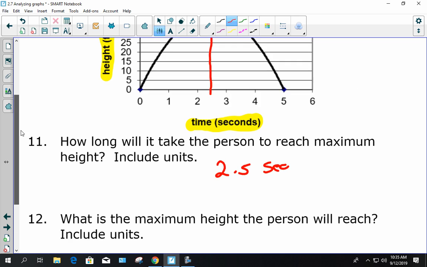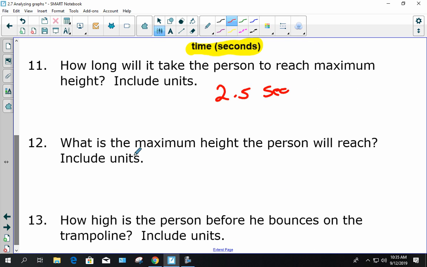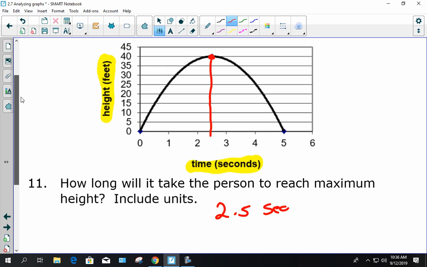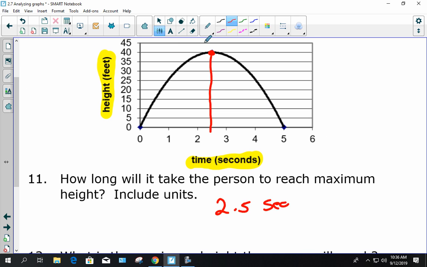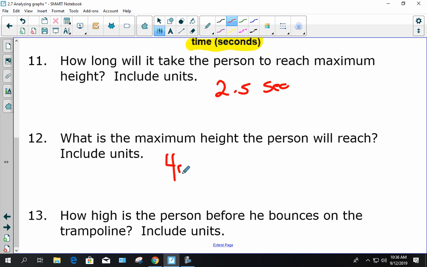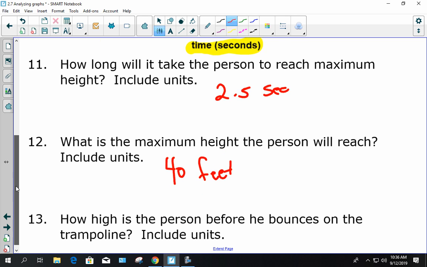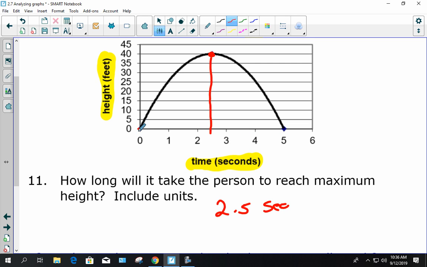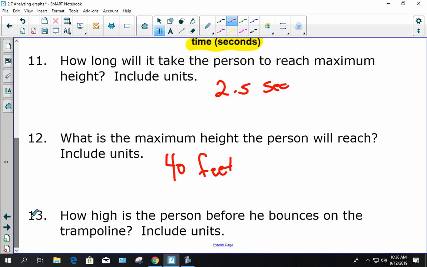What is the maximum height the person reaches? 40 feet. They reach 40 feet. They don't go to 45. They go to 40. 40 feet. You have to have the feet, guys, or it is wrong. How high is the person before he bounces on the trampoline? Yeah, he's at 0. He starts at 0. So he is at 0 feet.